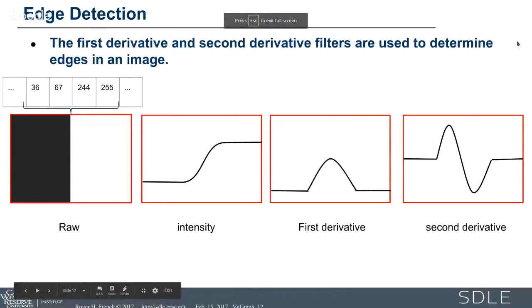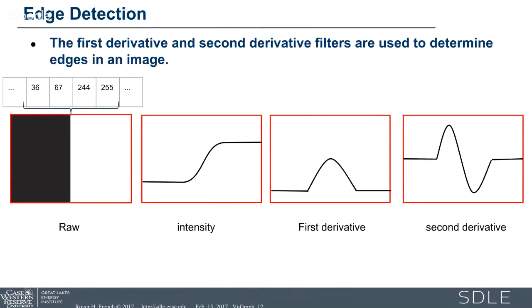So the next operation is edge detection. Why the edge can be detected? It's because the parameters of edge is different with the rest area. It's present in the intensity, first derivative of the intensity and second derivative of the intensity.